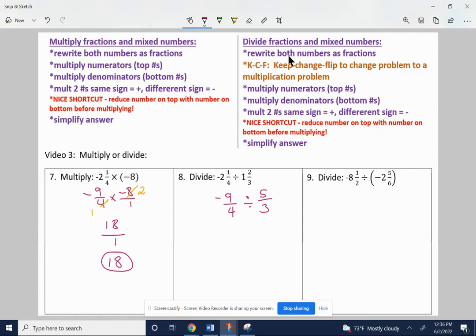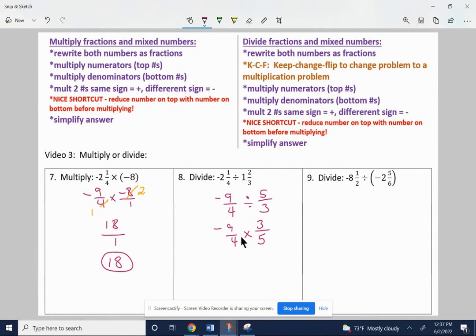I'm just trying to save a little time, but what I did is I rewrote both numbers as fractions. Now I'm going to KFC. I'm going to keep change flip because I need to turn this into a multiplication problem. I'm going to keep the -9/4. I'm going to change divide to multiply. I'm going to flip over 5/3 to be 3/5. Now it's time to just do this multiplication problem.